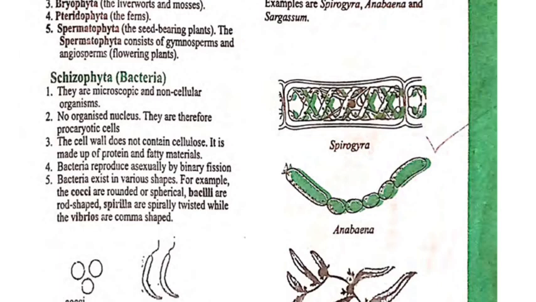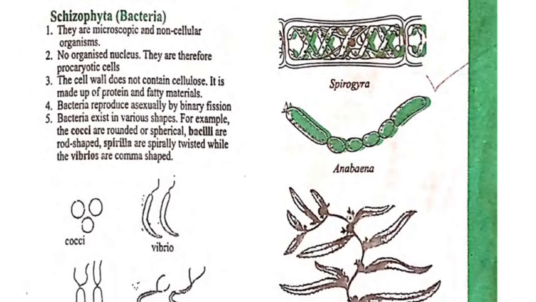Now we have number 3, the cell wall does not contain cellulose. It is made up of protein and fatty materials. Normally we expect the cell wall of plants to contain cellulose. But in the case of, for example, bacteria, we may see peptidoglycan, right? Protein and fatty materials in the cell wall. They reproduce asexually by binary fission, and that's why most times you see that they reproduce very fast.